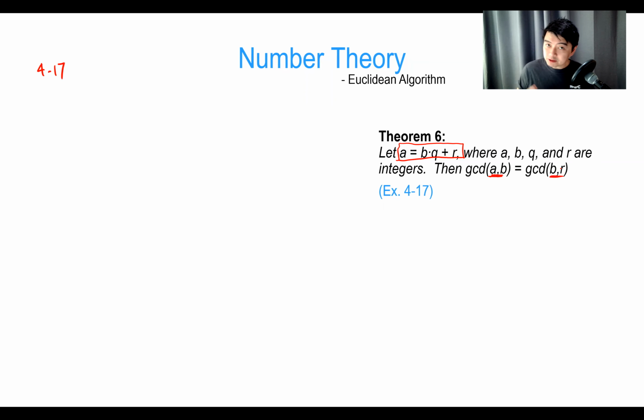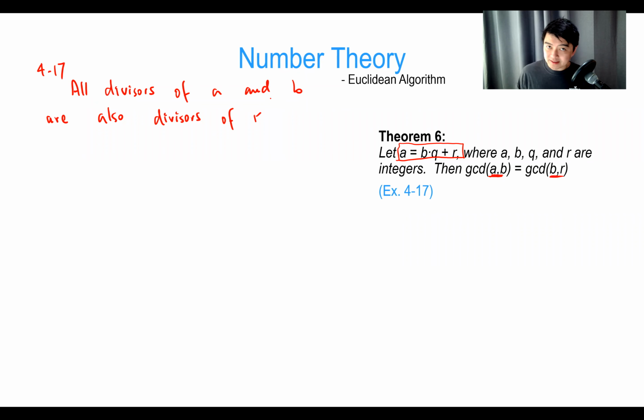Now, what I'm about to prove is actually something a little bit stronger. I'm going to prove that every single divisor of a and b is also a divisor of b and r. So let's see if we can prove this. In fact, here is my statement that I want to prove: all divisors of a and b are also divisors of r.